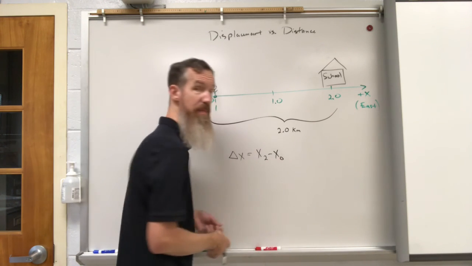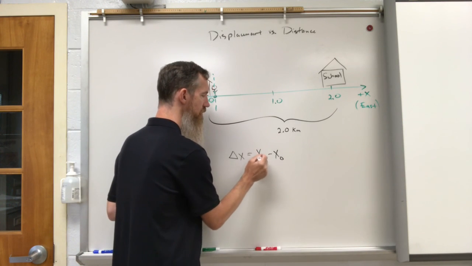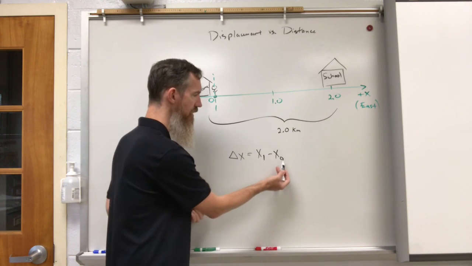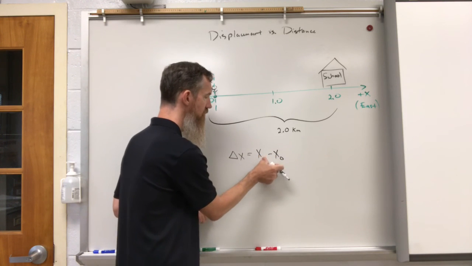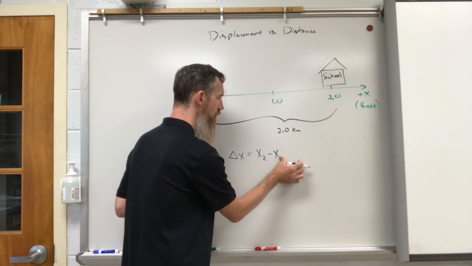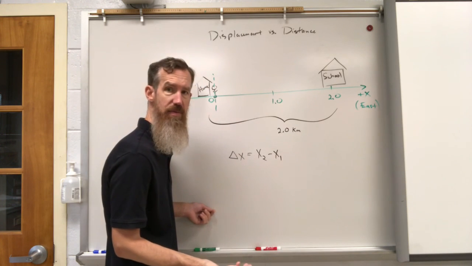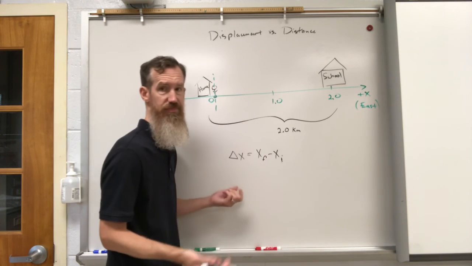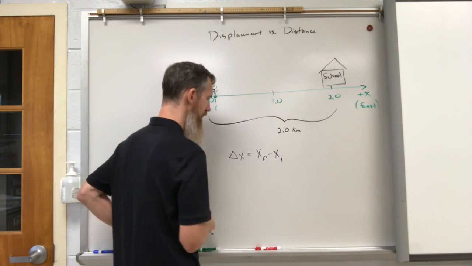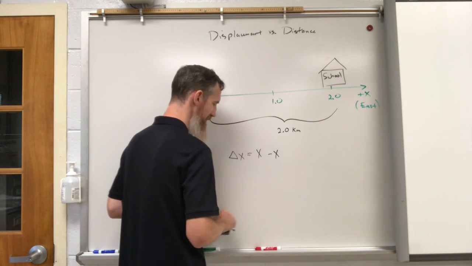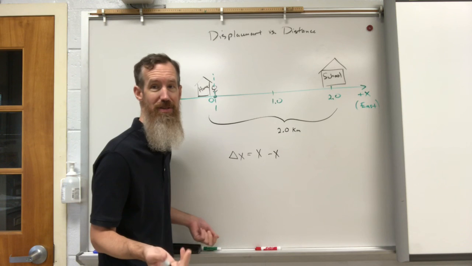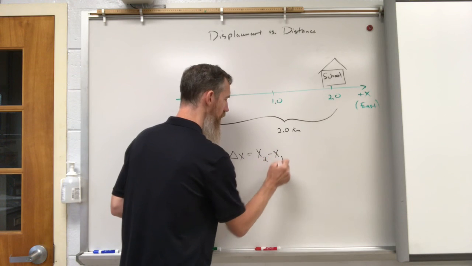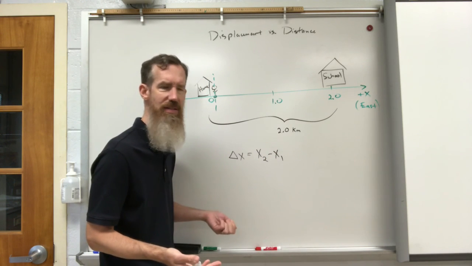Actually, let me back up. Some books use a subscript of little 0 and 1 to show initial position and final position. Some books will use 2 and 1, saying the same thing. Some books will use f and i, final and initial. I tell you the truth, depending on my mood, I'll switch from term to term to term. So just follow along. For this one, I'll go 2 and 1. Typically, that's pretty easy.